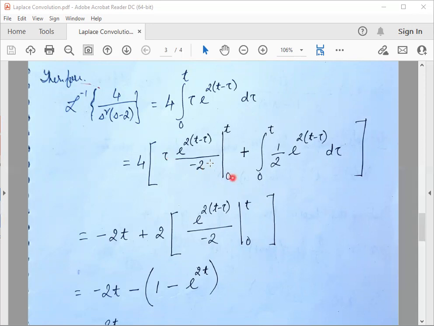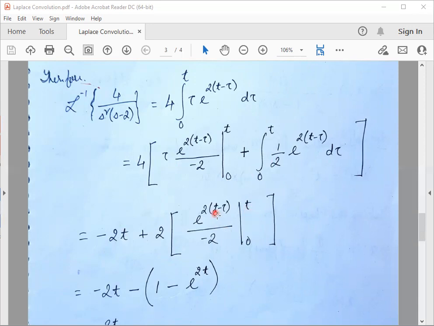When tau is equal to 0, this whole term is equal to 0. When tau is equal to t, this becomes e to the power 0. Okay, so this term becomes 1 and we get t. So we get minus 2t. And this integration, we get 2 e to the power 2(t minus tau) by minus 2. Twice because we have half here and 4 here. So half and 4, we get 2. Then take the limit from 0 to t.